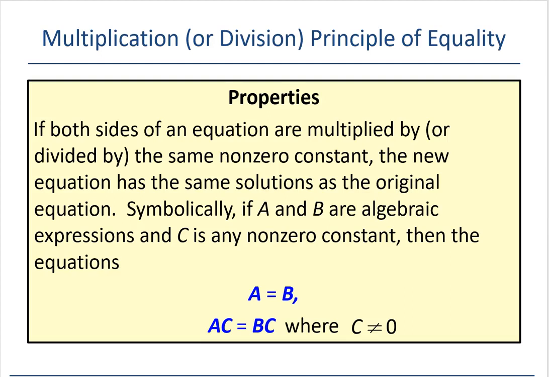Okay, if both sides of an equation are multiplied by or divided by the same non-zero constant, the new equation has the same solution. That's basically what this is saying. Look right here: I've got a equals b, but if I multiply both sides, or divide both sides, the equation is still equal.